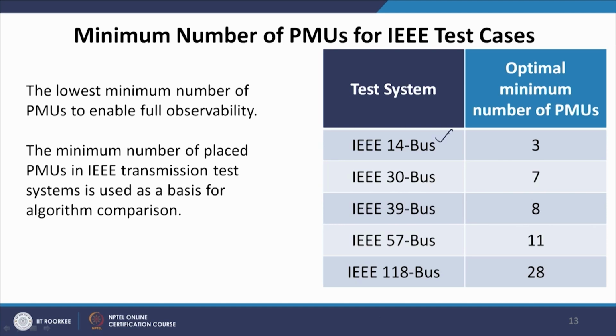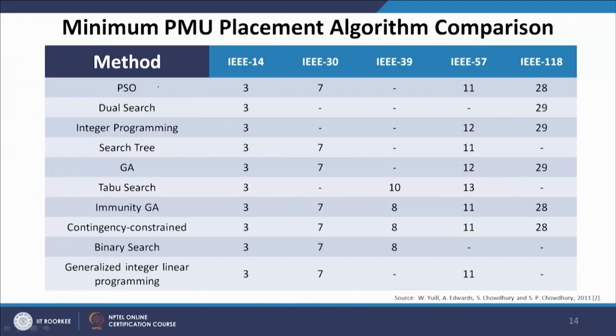We have considered IEEE 14 bus, 30 bus, 39 bus, 57 bus and 118 bus systems, and we found that we need 3 PMUs, 7 PMUs, 8 PMUs, 11 PMUs and 28 PMUs respectively. So, almost, with 10 to 25% installation of PMUs, we can experience complete observability. Now, it is a detailed comparison.